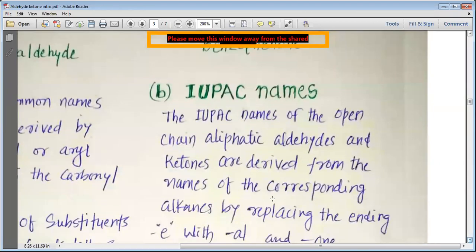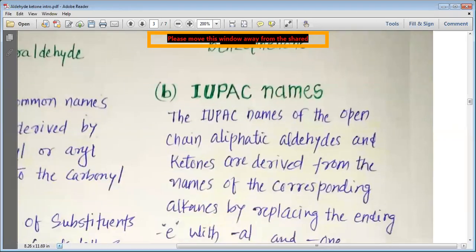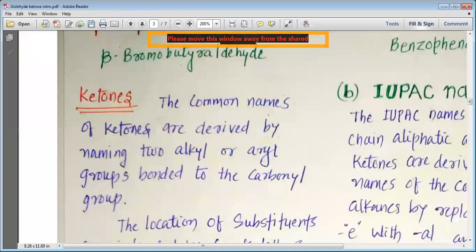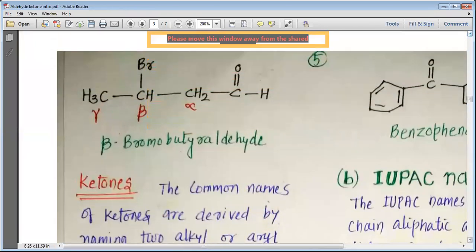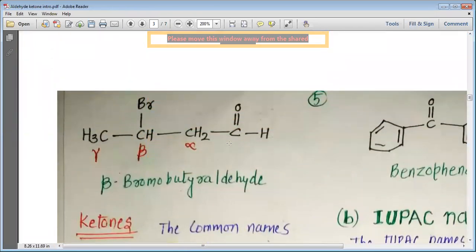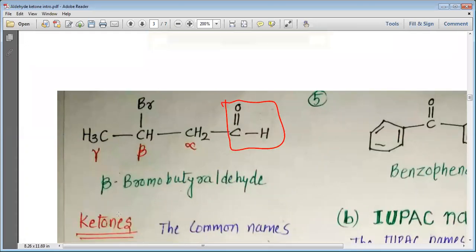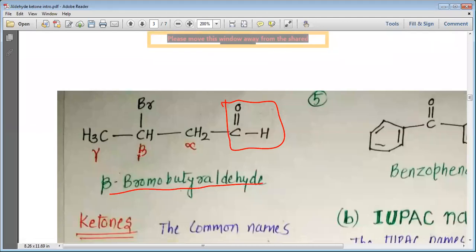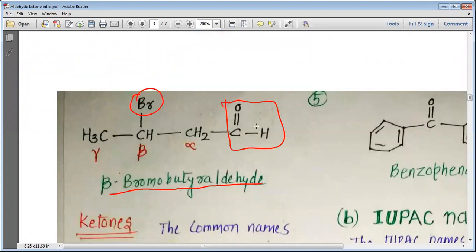Let us understand the common name system with a few more examples. You can see here that this is the functional group. So the first carbon is called alpha, then beta and gamma, and this is how the name is given as beta bromo, bromine on the beta carbon, beta bromo butyraldehyde. So this is how, my dear students, we understand beta bromo butyraldehyde.